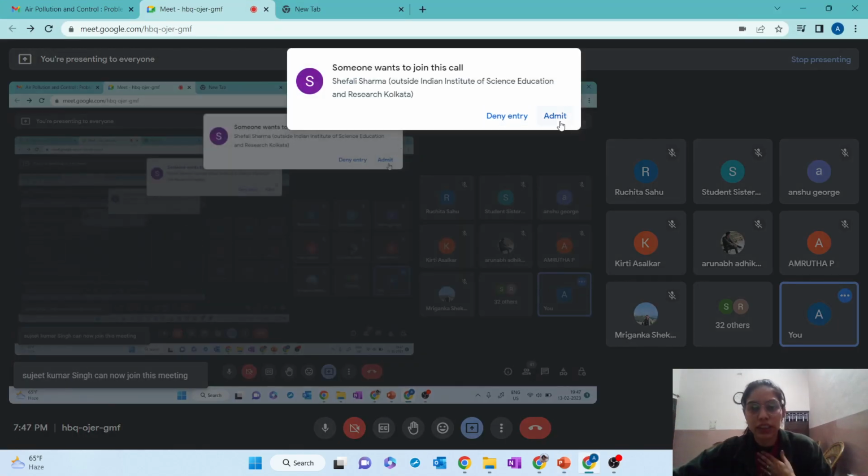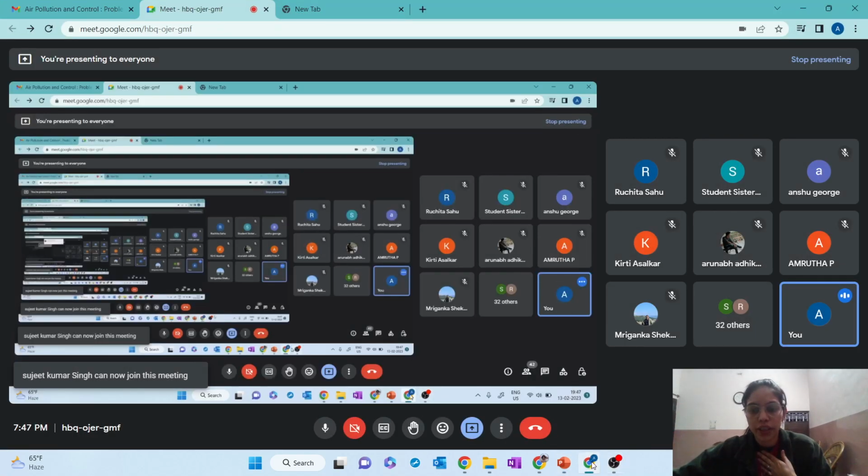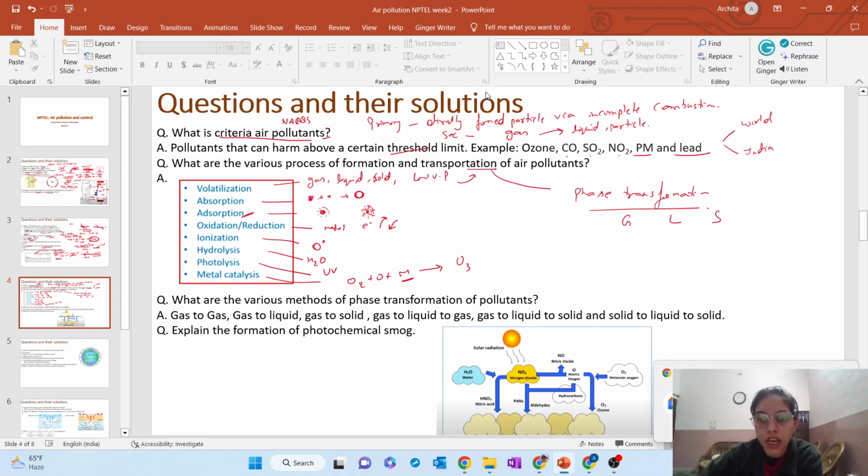Okay, so they interconvert among themselves to form different types of particle. So the phase transformation could be gas to liquid, gas to gas, gas to solid. Gas to solid is sublimation, right? Then gas to liquid to gas.